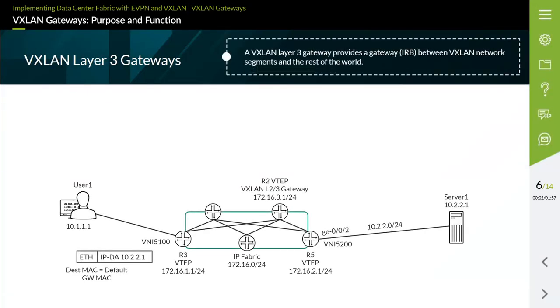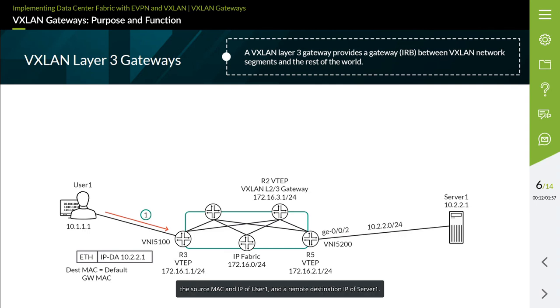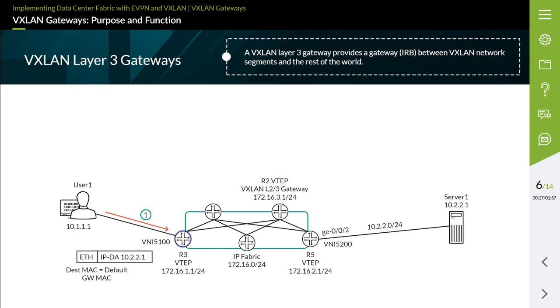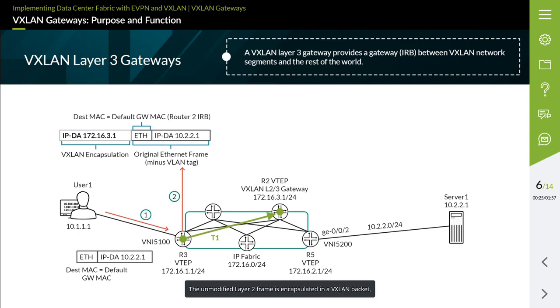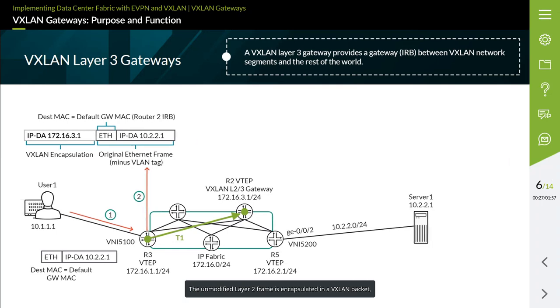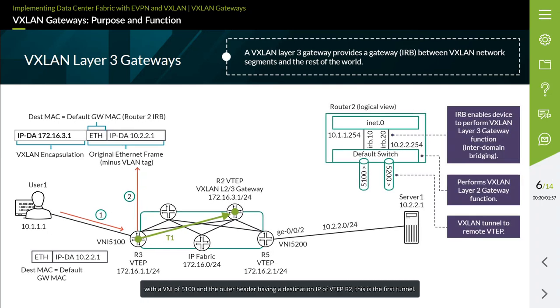The VXLAN Layer 3 gateway processing sequence is explained here. The Layer 2 frame arrives at VTEP R3 from user 1 with a destination MAC address of the default gateway, the source MAC and IP of user 1, and a remote destination IP of server 1. The VTEP R3 looks at the destination MAC and selects the VTEP R2 as the endpoint to reach the gateway. The unmodified Layer 2 frame is encapsulated in a VXLAN packet with a VNI of 5100 and the outer header having a destination IP of VTEP R2. This is the first tunnel. The packet transits the IP fabric as normal IP forwarding.